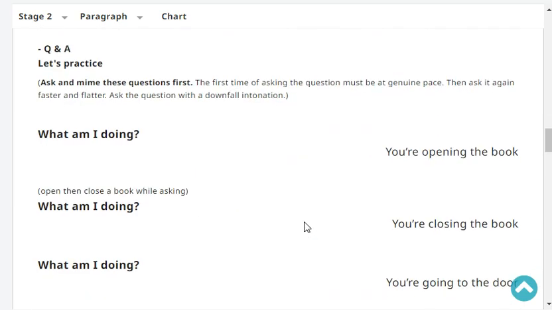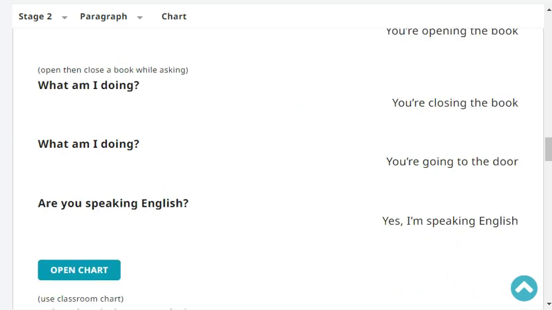Okay, let's practice. What am I doing? You're opening the book. You are opening the book. What am I doing? You are closing the book. Very good. Okay, next. What am I doing? You are going to the door. Very good.